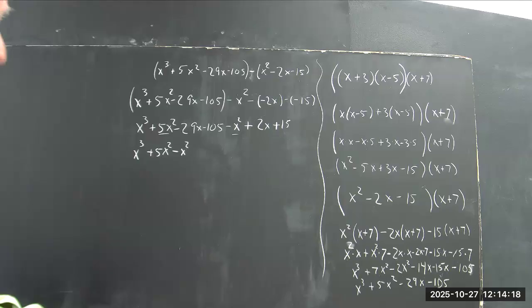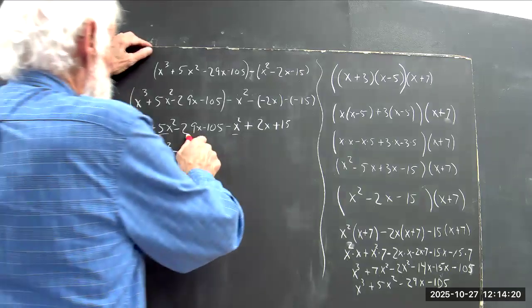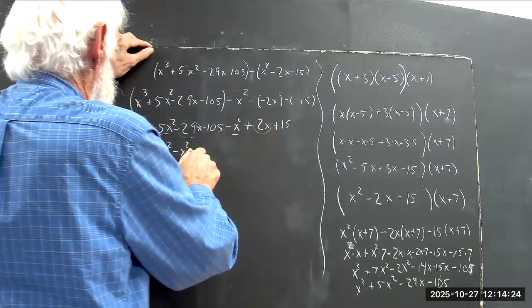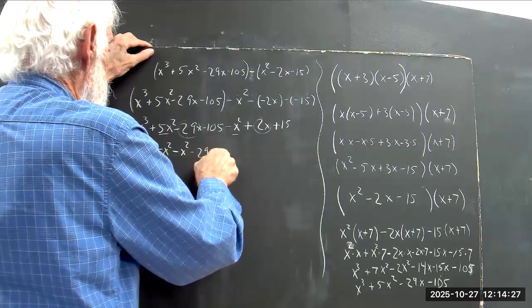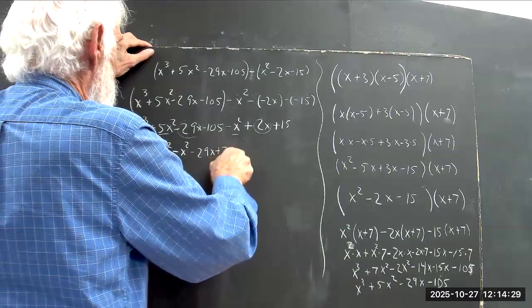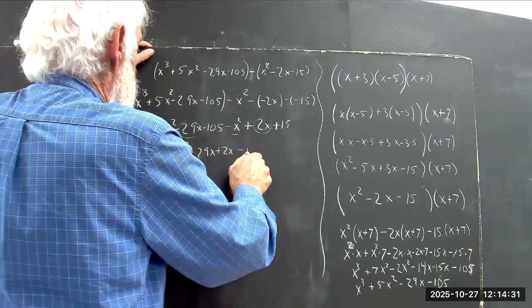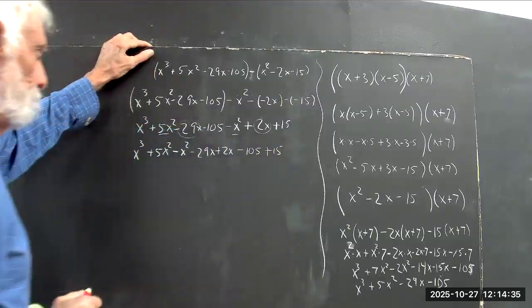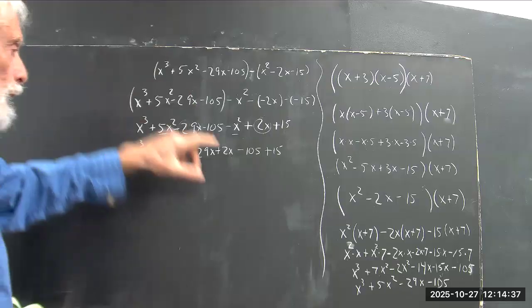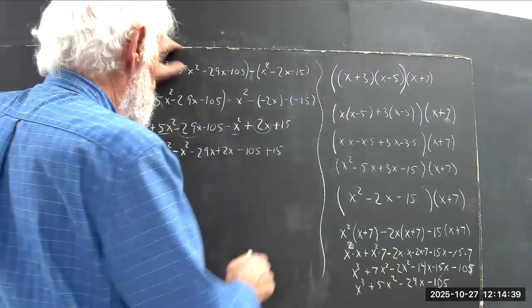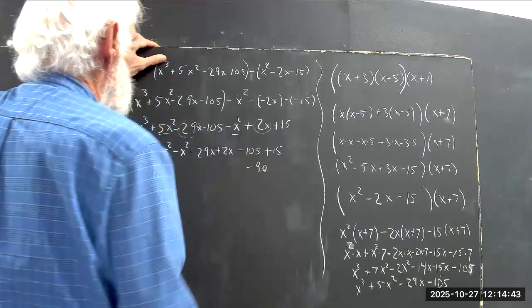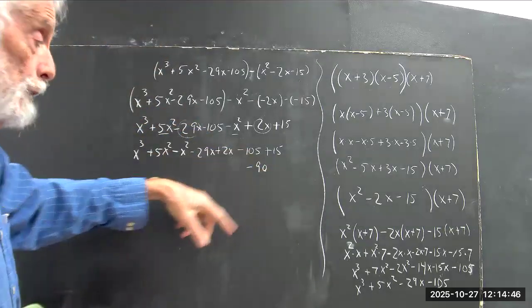Okay. Then I've got x terms, negative 29x and 2x. Little circles around those, minus 29x plus 2x. And then minus 105 plus 15. Now I can add negative 105 and 15, and I get negative 90. So that's taken care of.